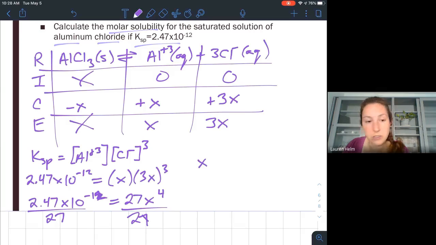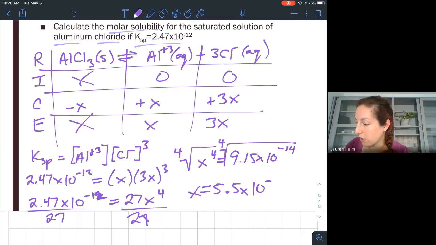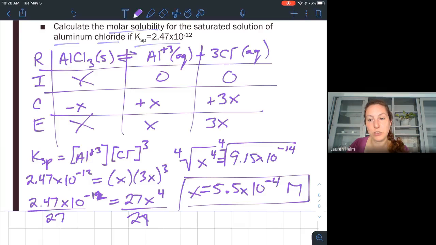I get x to the 4th is equal to 9.15 times 10 to the negative 14th. Take the 4th root of both sides. And I get x is equal to 5.5 times 10 to the negative 4th molar. And this was the molar solubility that we had in the first problem that we did in these notes. And it's a great check that I did this correctly.